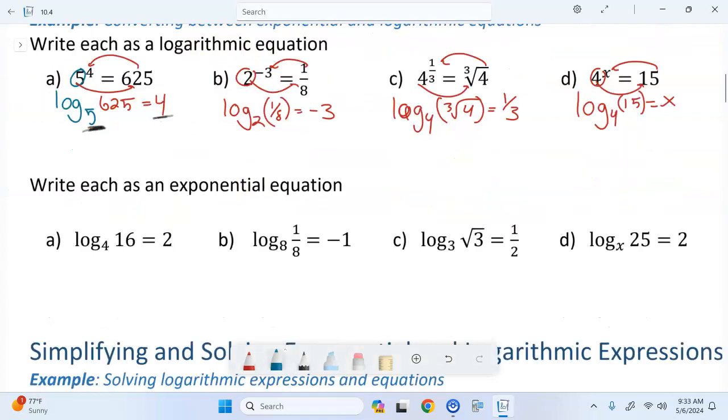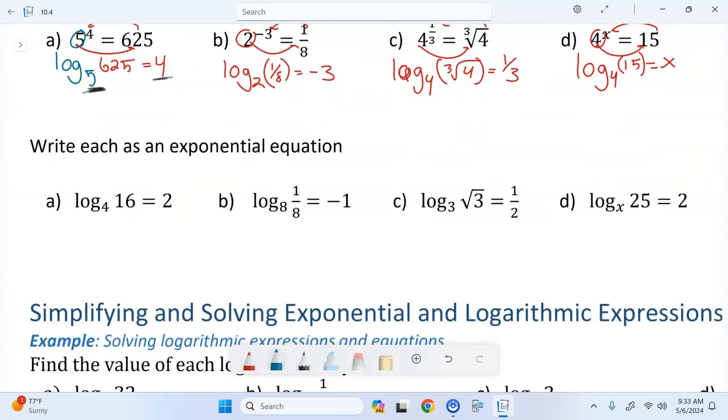Now let's do logarithms into exponents. What's the base of my exponent going to be? 4. 4 to the power of 2 equals 16. 8 to the power of... equals 1/8.